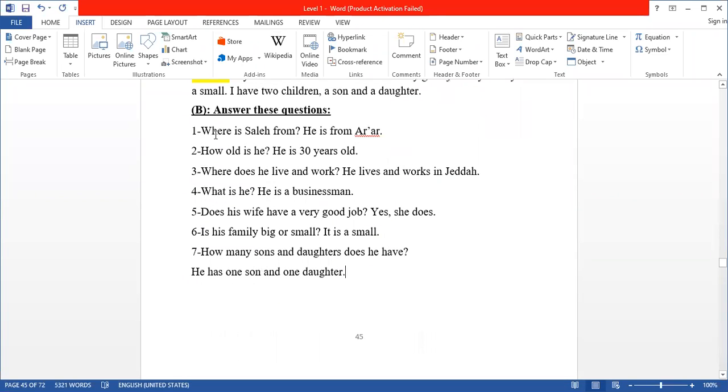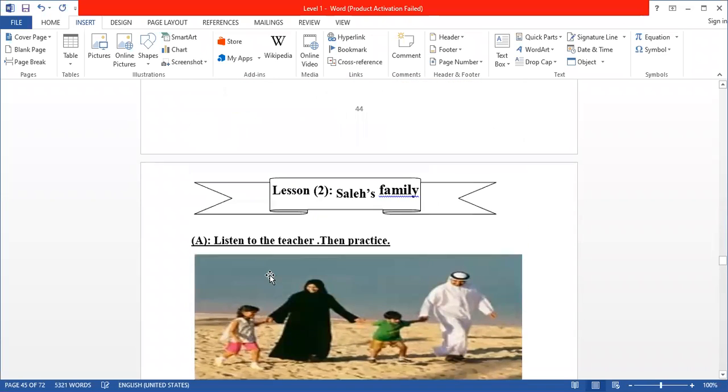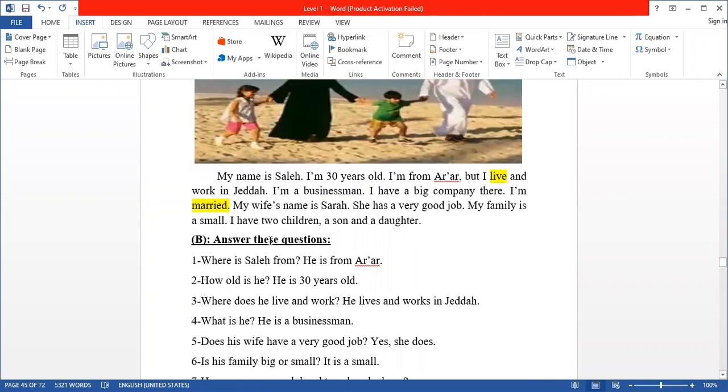So, where is Salih from? He is from Arar. How old is he? He is 30 years old. Where does he live and work? He lives and works in Jeddah. What's he? He's a businessman. Does his wife have a very good job? Yes, she does. Is his family big or small? It is small. How many sons and daughters does he have? He has one son and one daughter. So this is the family of Saleh.